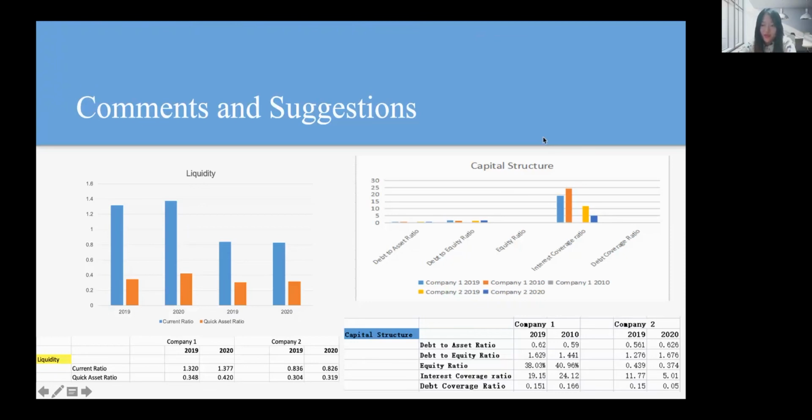In summary, after calculating the delta of profitability, asset efficiency, liquidity, and the capital structure for these 2 companies, we can conclude that Company 1 is worth investing.